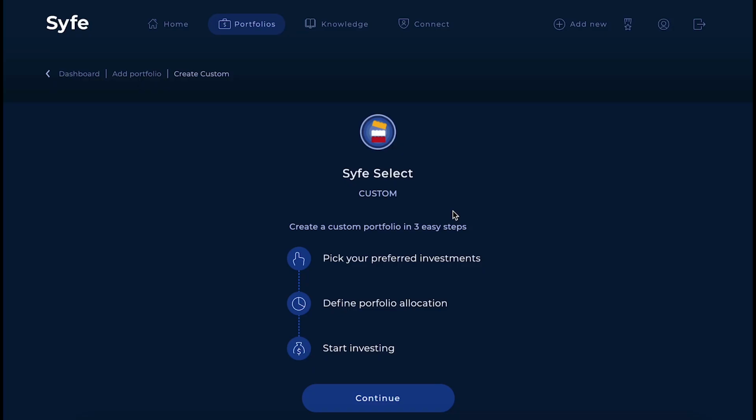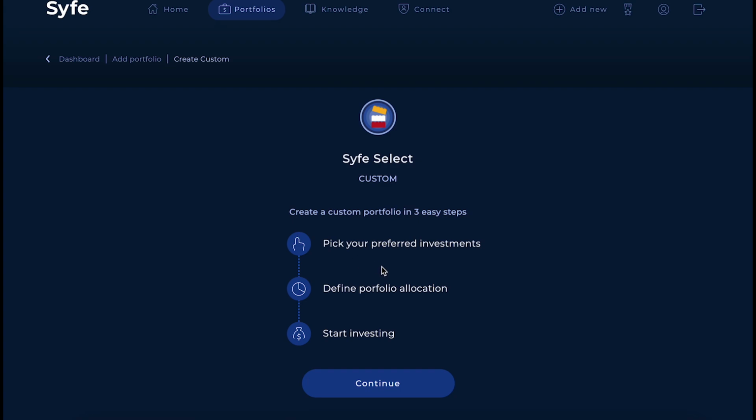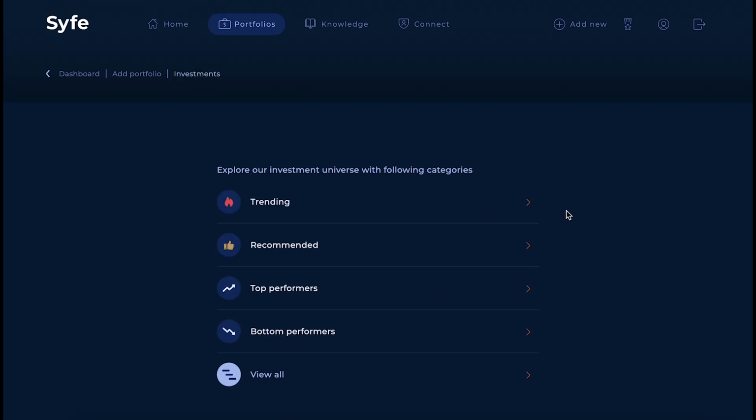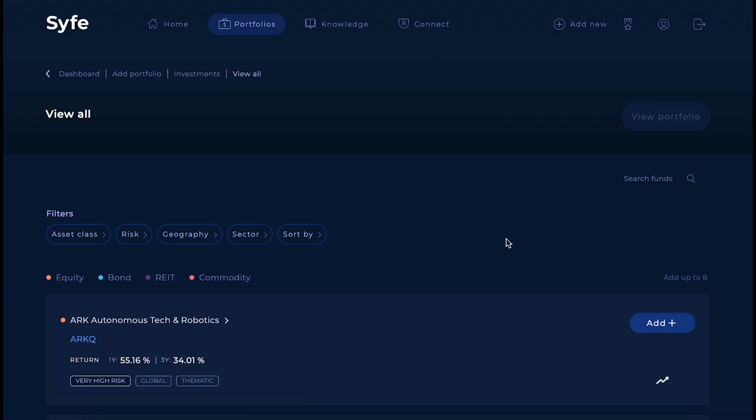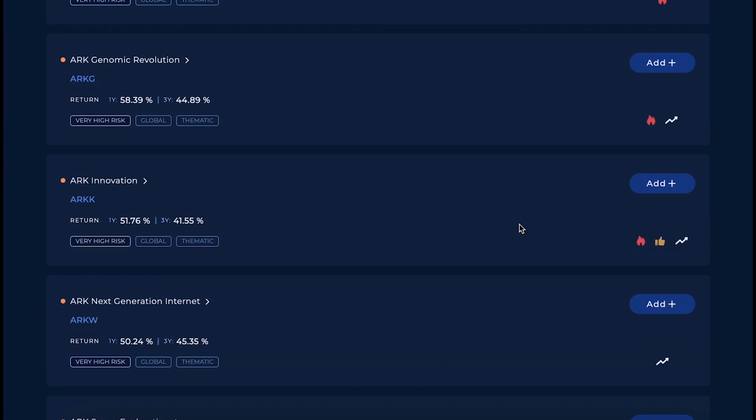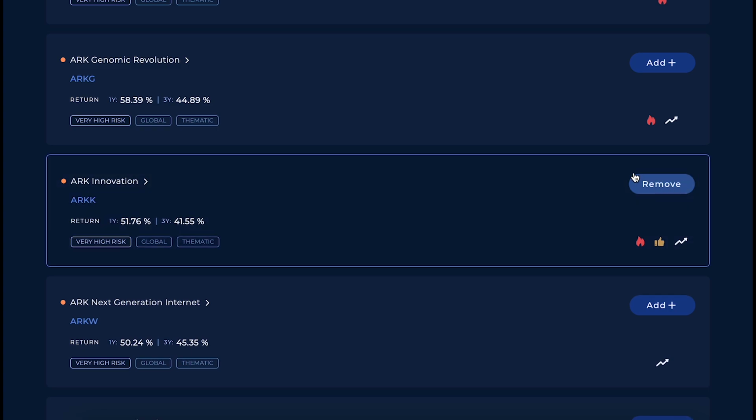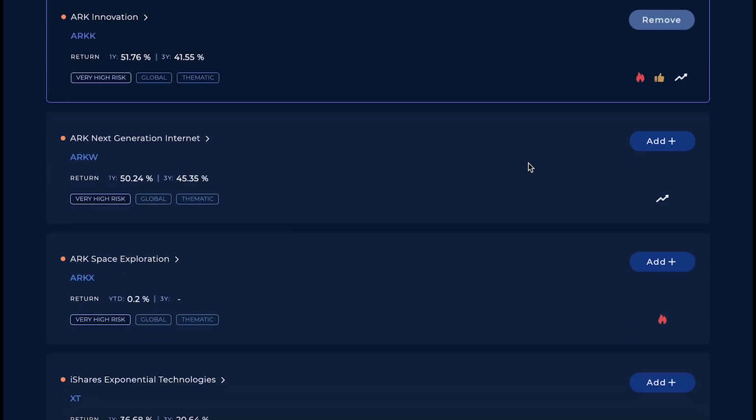So I'm going to show you a live example of how this works. Okay, I can pick my preferred investments and define the allocation. Let's say I want to view all. Let's say you're a Katie Wood fan. You definitely want to put in ARK, right? One of the most famous ARK innovation ETFs that's actively managed.